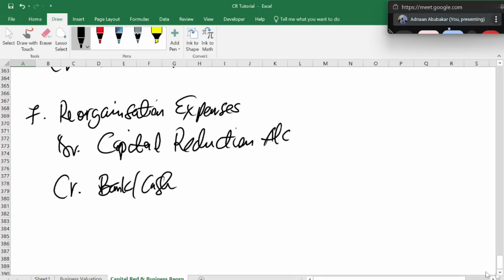So far, this is the brief summary of capital reduction.